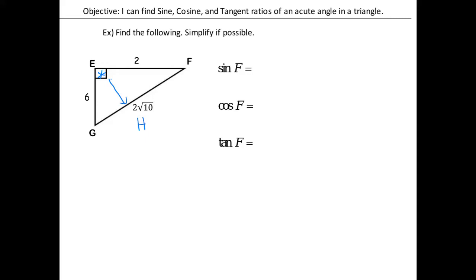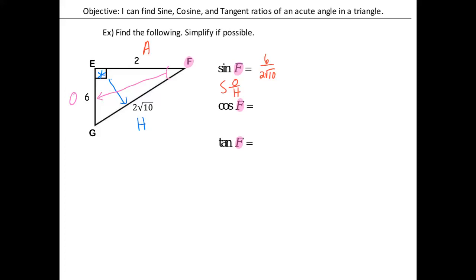And then what angle is my reference angle? F. It's asking for angle F, which is right here. So I'm going to put my arc for angle F. That means 6 is which side? Opposite, good. And then the 2 is the adjacent. And then I'm going to do SOHCAHTOA. Sine is SOH. That's going to be what over what? 6 over 2 root 10.